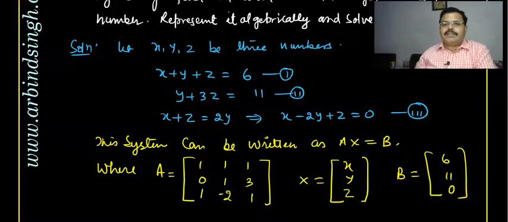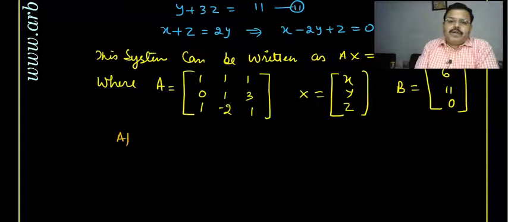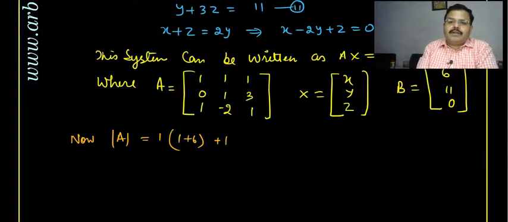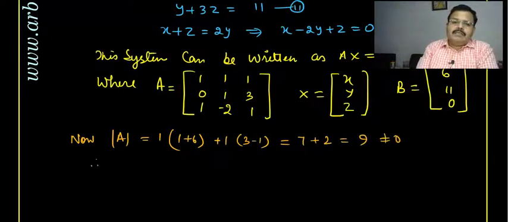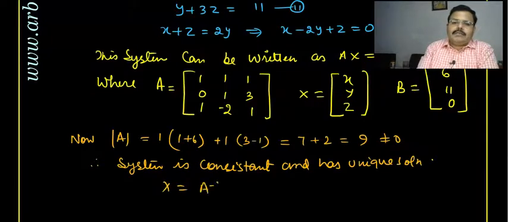Now, as per the condition, what do we need to find out? We will first find the determinant of A. The determinant of A is 1 into (1 minus minus 6, that is 1 plus 6), plus 1 into (3 minus 1). I am expanding along this column because 0 is no need to multiply. So that will be 7 plus 2, which is equal to 9, not equal to 0, and therefore the system is consistent and has a unique solution given by X is equal to A inverse B.